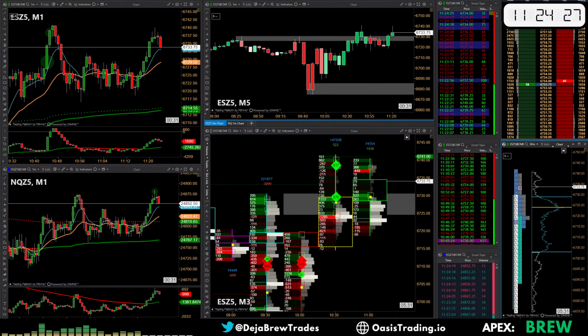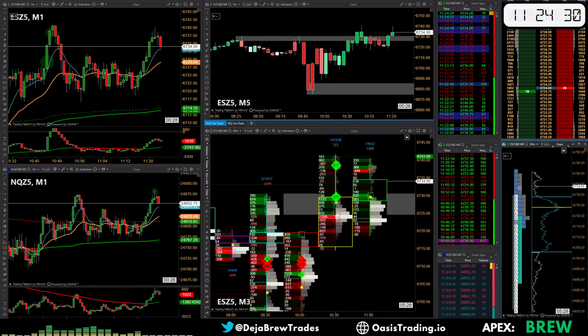Still struggling to see that actual break of balance, to see that upper tail extension.